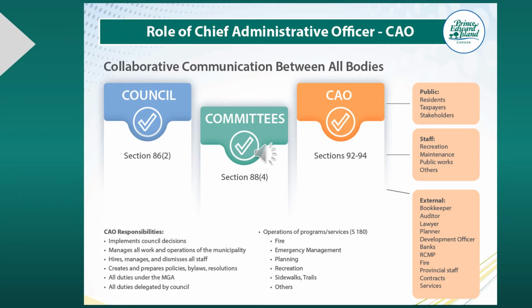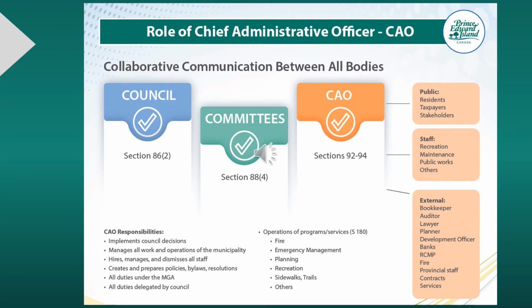The role of the Chief Administrative Officer, as outlined in this graphic. Key is the collaborative communication between all bodies. So the CAO with council, council to the CAO, and then the committees as well. The CAO deals with the public, they deal with staff, and they deal with external contracts and employees.